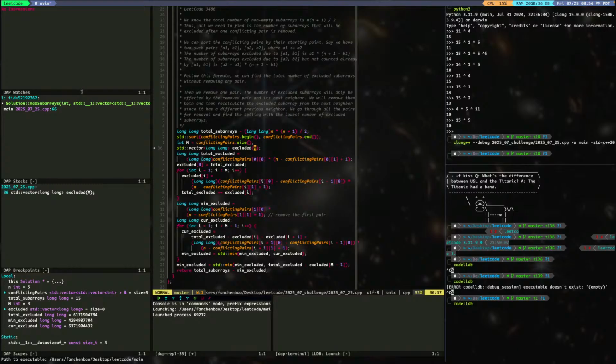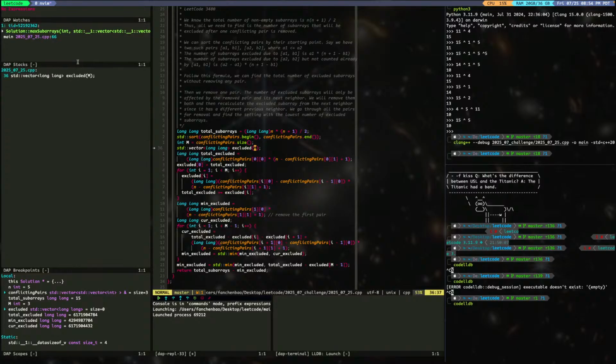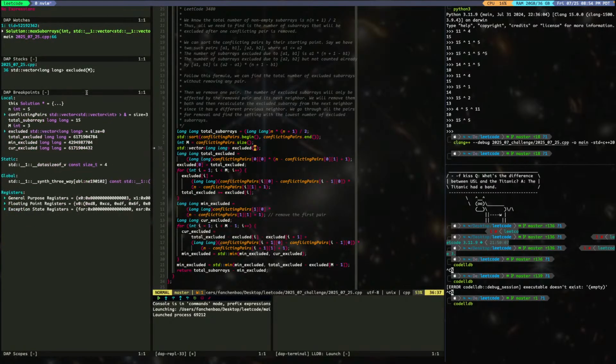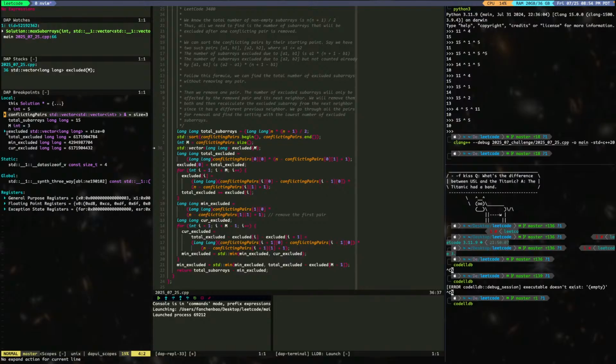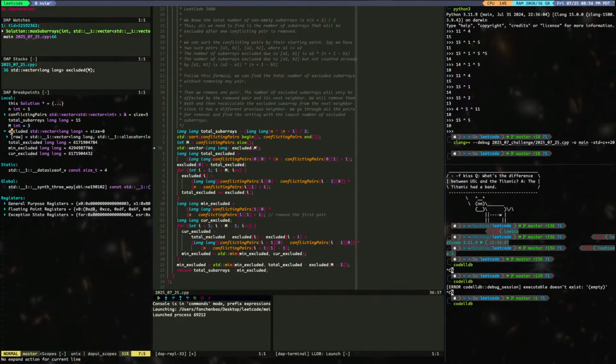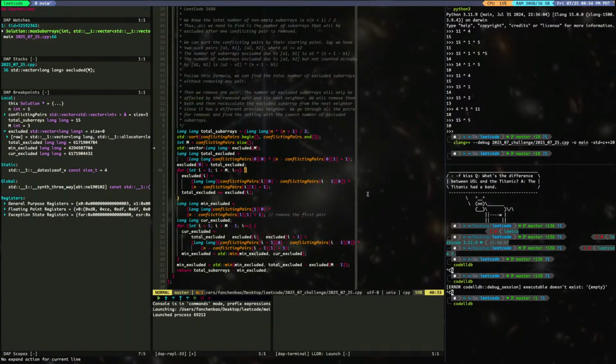Let's see, we ran this one already, so we should know the exact value for every output. We have conflicting pairs. Actually, I don't need this. I know what the conflicting pairs are, so I can do that. I need the excluded. Wait, hold on, what is excluded? Excluded is an array. All right, fine, it's fine.